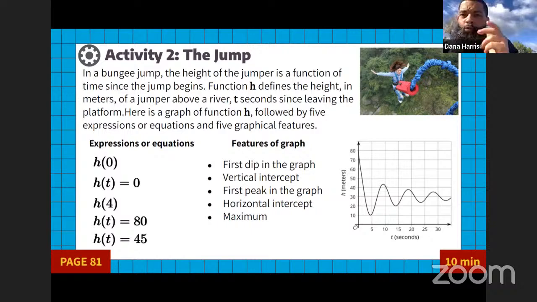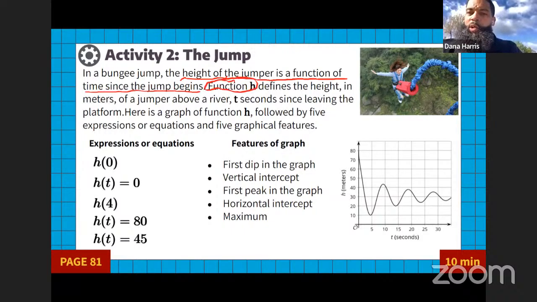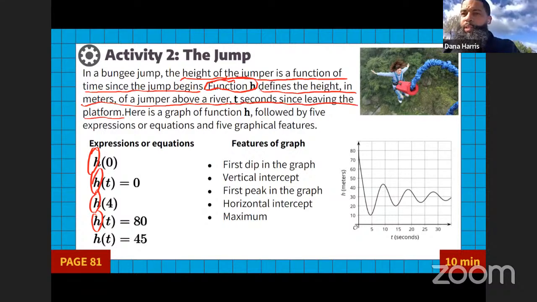Now, let's read the situation. It says, in a bungee jump, the height of the jumper is a function of time since the jump begins. The function h, so this is the name of the function. That's why we have the h's out here, okay? So the function h defines the height in meters of a jumper above the river t seconds since leaving the platform, okay? So what it's saying is height is a function of time, okay?